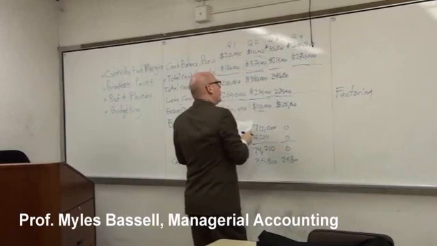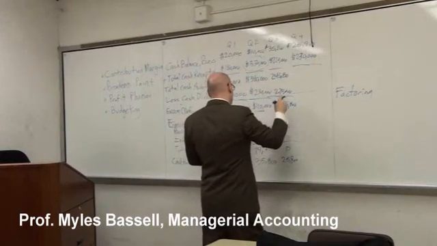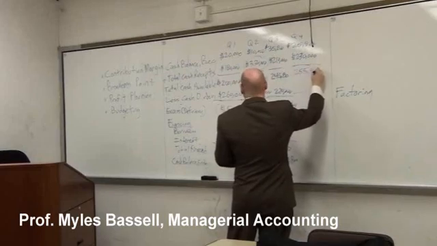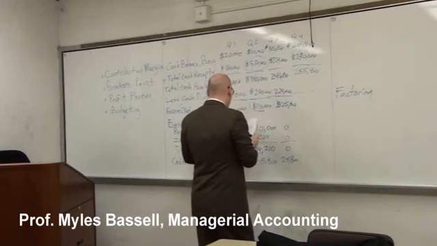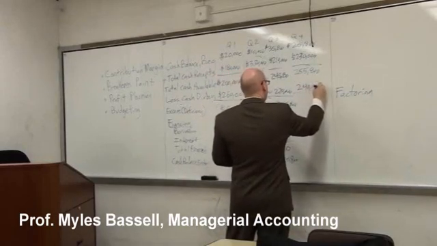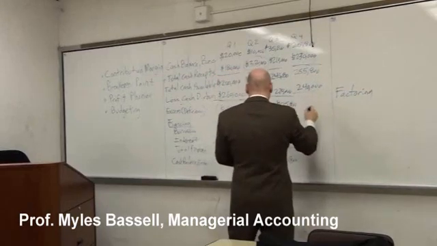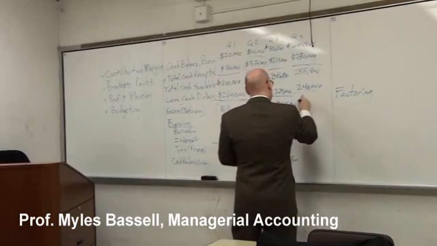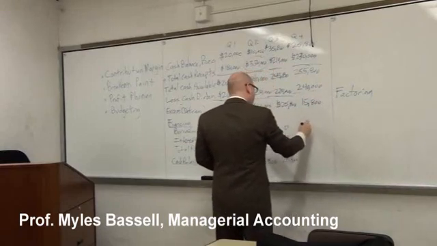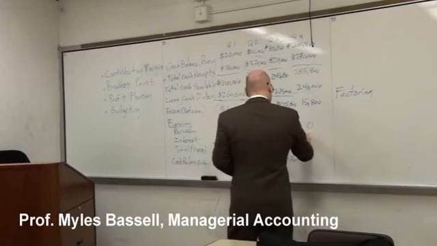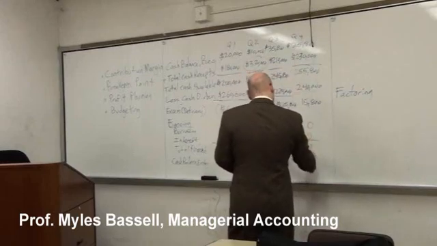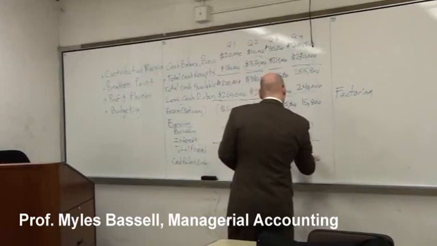And so our total cash available, right, 255,800, less our cash disbursements, 240,000. So we have an excess of 15,800. Again, we didn't borrow this quarter. We didn't have to pay any interest. So our ending cash balance at the end of quarter 4 is $15,800.